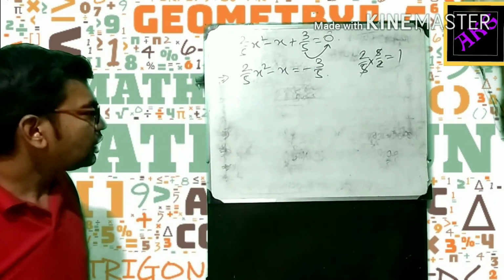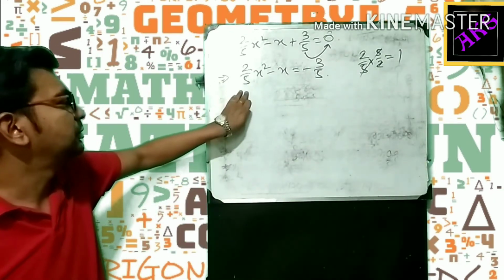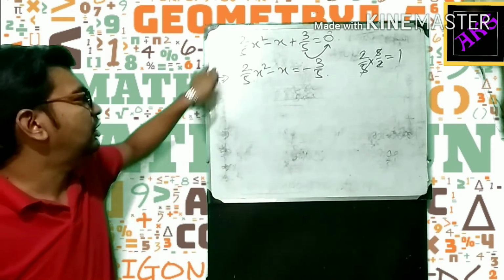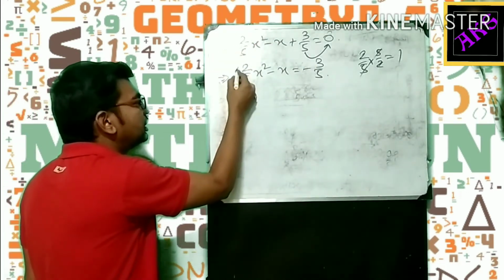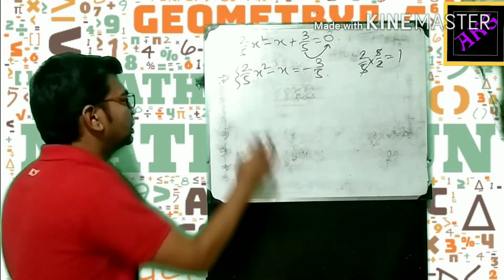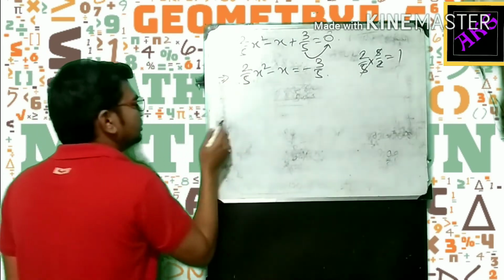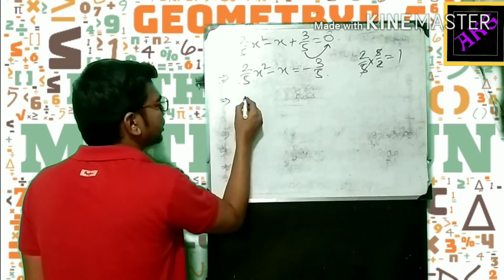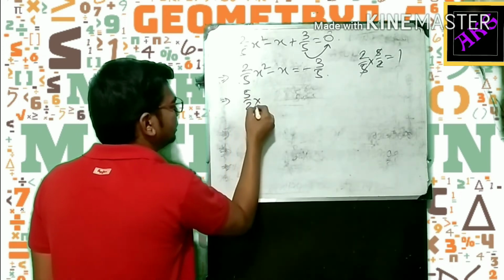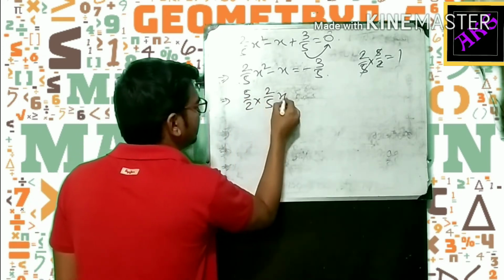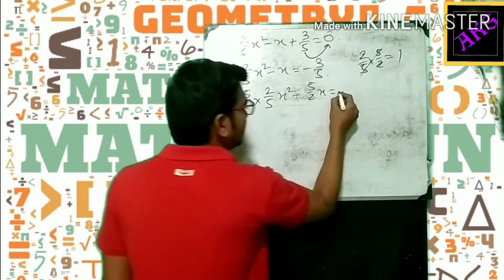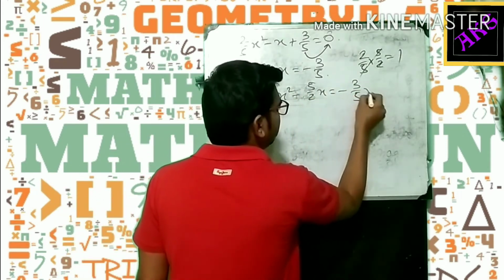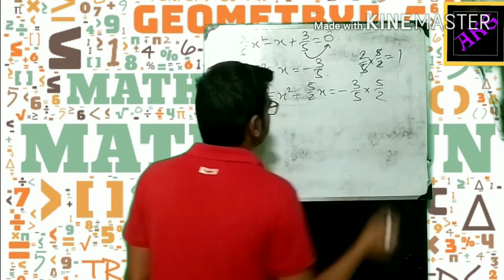So what will we do? We'll multiply each and every term of this equation with 5 by 2, that means the reciprocal of the coefficient. Whatever we get, we'll just multiply with the reciprocal. So we get 5 by 2 into 2 by 5 x square minus 5 by 2 x equals to minus 3 by 5 into 5 by 2.